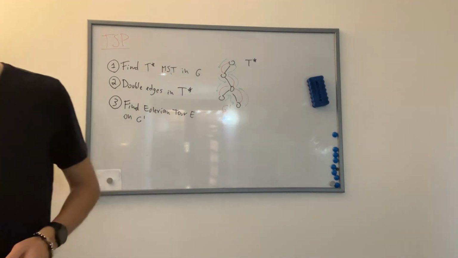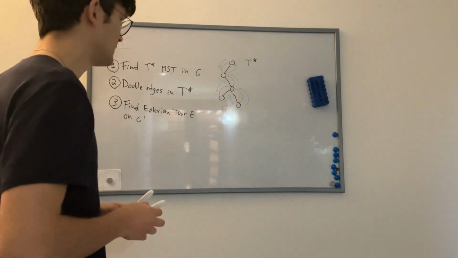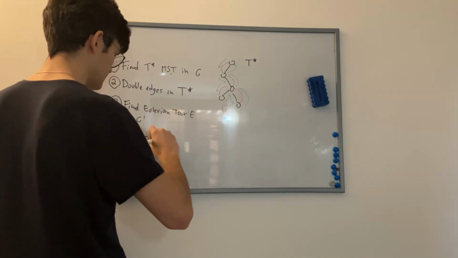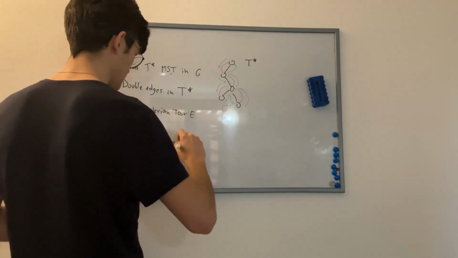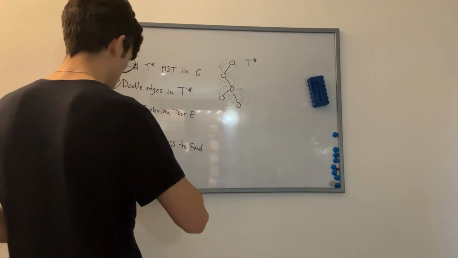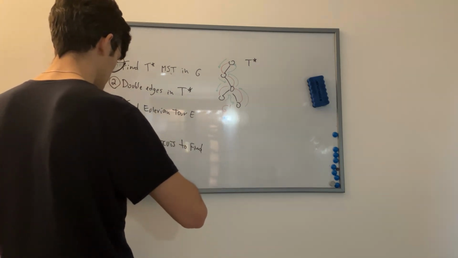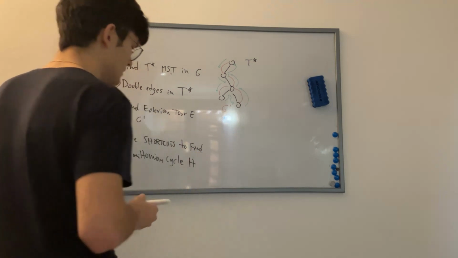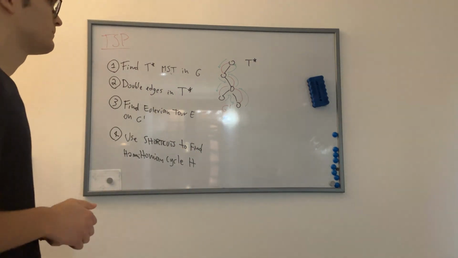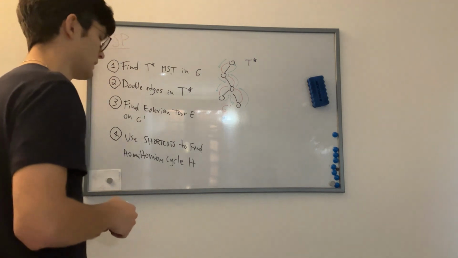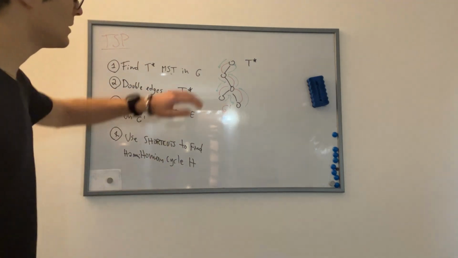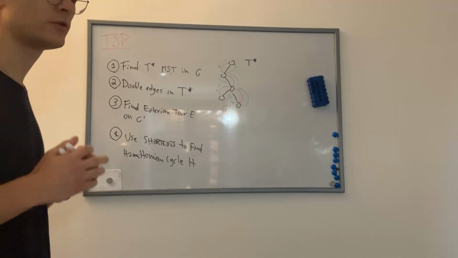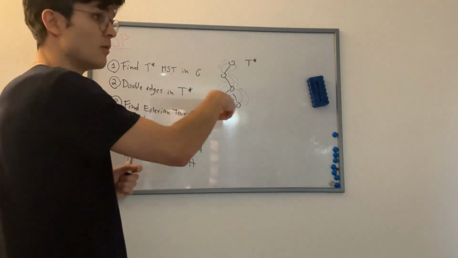So after we found the Eulerian tour, the final step of the algorithm is to use shortcuts to find the Hamiltonian cycle H. And what do I mean by that? What are these shortcuts that I'm talking about? Now that we have this Eulerian tour, remember, we don't care about edges, we care about nodes. So we want to go through each node once and exactly once, and obviously go back to the starting node.